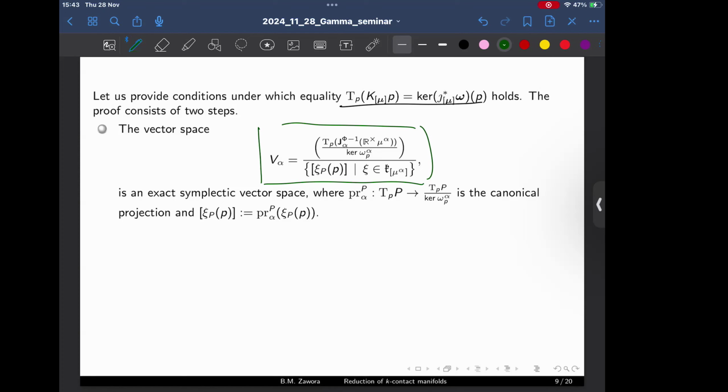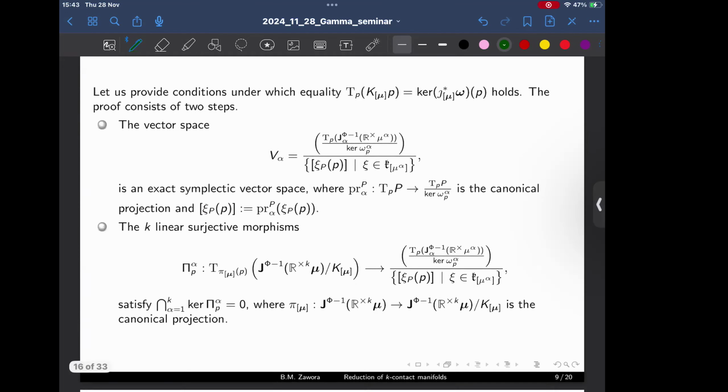Okay, so it's very easy to see that this, of course, is a symplectic vector space because we remove the whole kernel of ω_α. So ω_α by definition is closed, and on this space is non-degenerate. And we also will denote in square brackets ψ_P(p) just the projection of ψ on the fundamental vector fields on P to this vector space without the kernel of ω_α at p. So this is the first step.